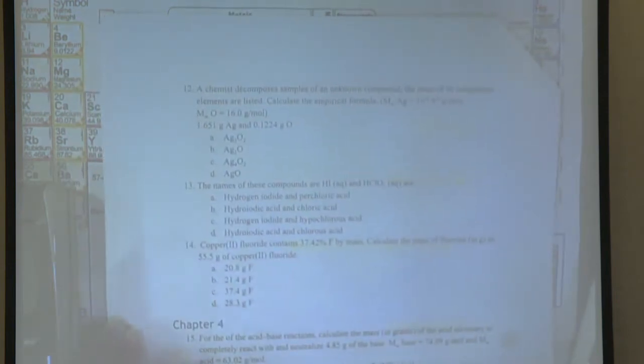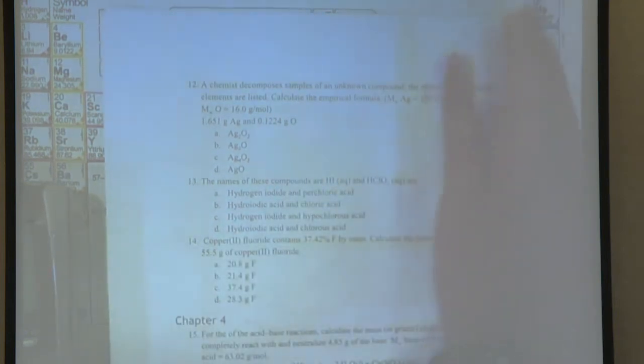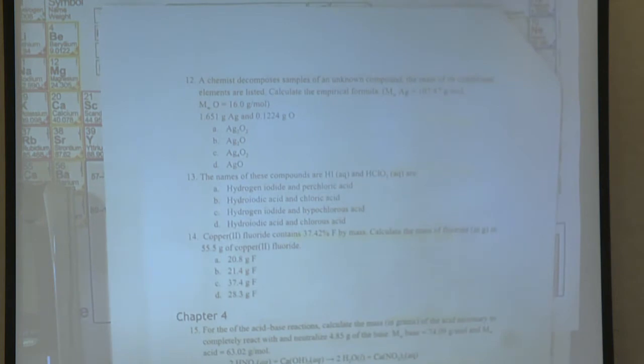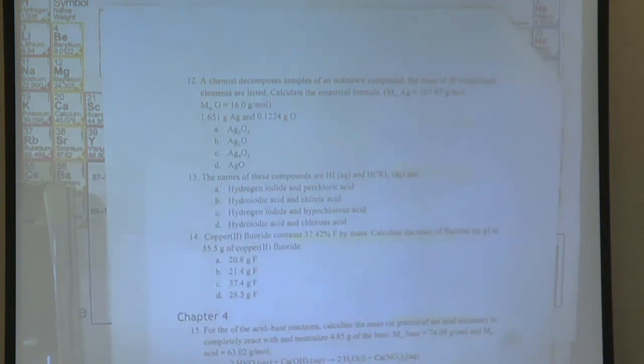A chemist decomposes samples of an unknown compound. The masses of its constituent elements are listed. Calculate the empirical formula, and they tell you that the molecular weight of silver is 107.87 grams, and then they give you the molecular weight of oxygen as well.